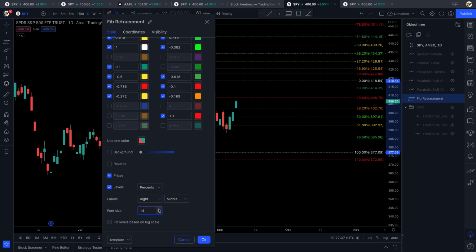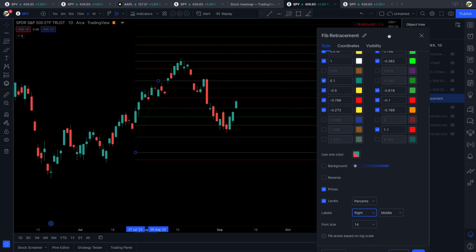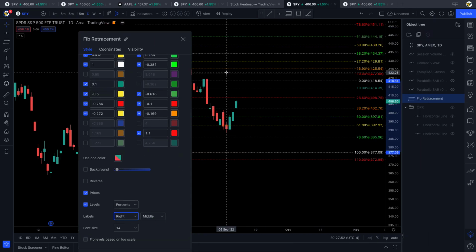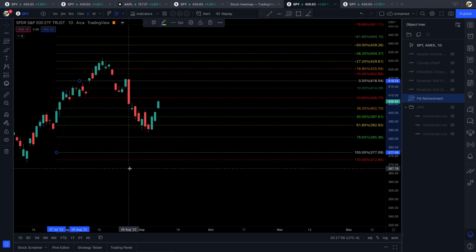Obviously, font size, you can do whatever you want. Whenever I'm talking about the ORB and stuff, I'll switch this to the left side because usually I'll draw the ORB over here so you guys can see it. But on a normal day, I have it on the right side so I can read it better throughout the day as it's moving.